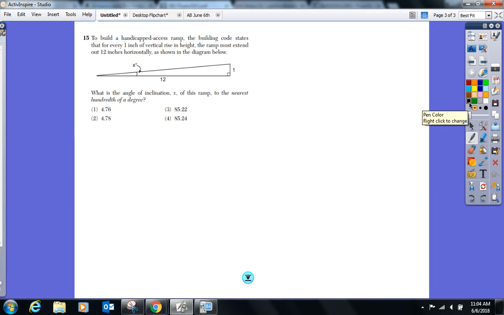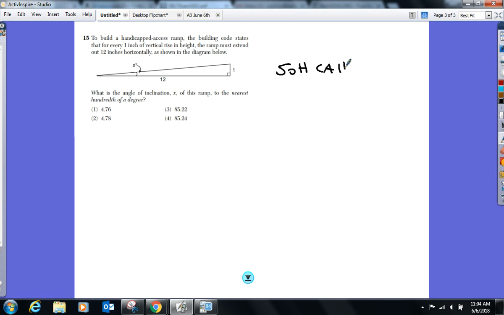Find the angle of the ramp to the first hundredth of a degree. Right triangle, I can use sine, cosine, tangent, or I could use law of sines. All right, I'm going to use SOHCAHTOA here. Everyone see the angle I need? What's the 1 acting as? What type of side would the 1 be if that's the angle? That's my opposite side, and the 12 would be my adjacent side.